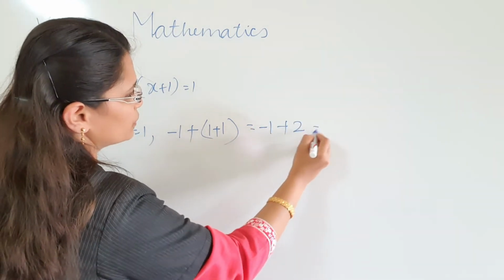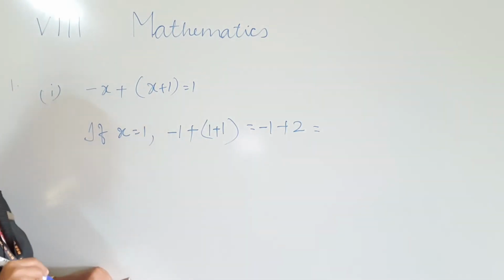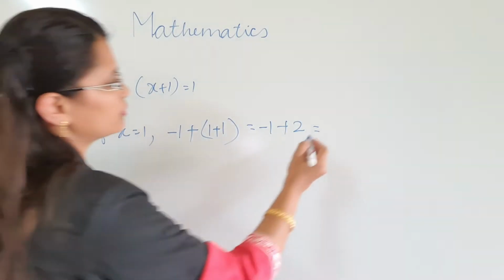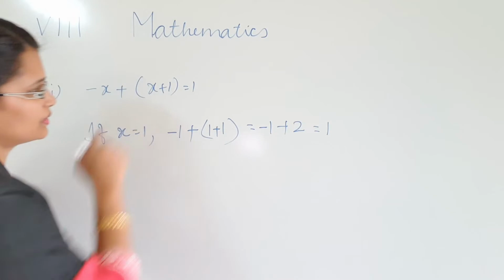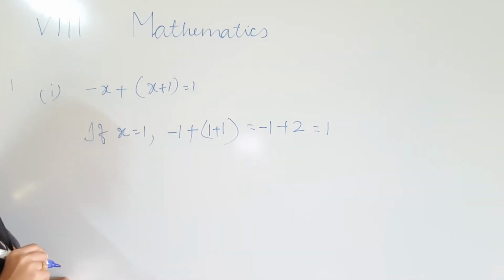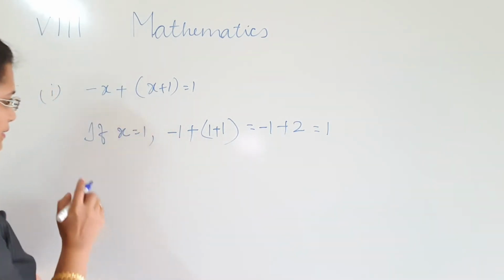Bracket 1 plus 1 is equal to minus 1 plus 1 is equal to 2. So, what is 2 minus 1, children? 2 minus 1 is equal to 1. Look at this answer, 1. So, this is an identity.